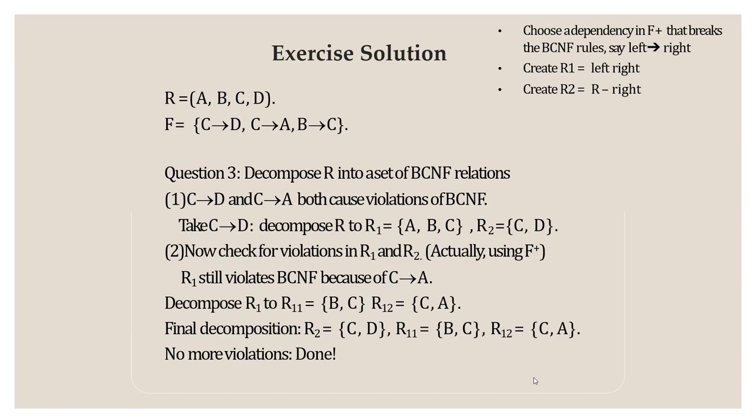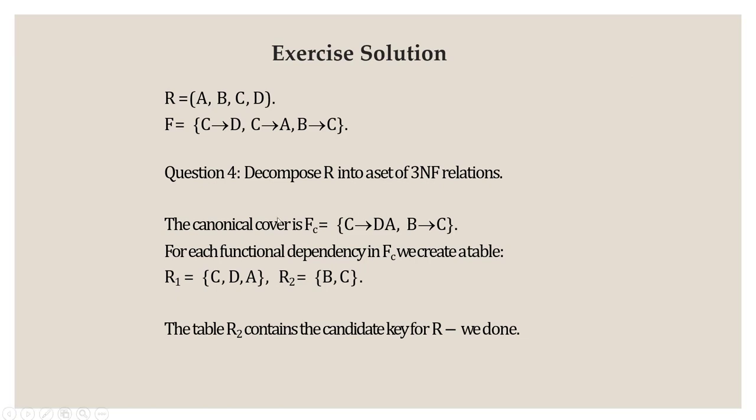So question number 4 was decompose R into a set of 3NF relations. We are able to compute the canonical cover. There was nothing redundant, and we were able to combine this into C determines DA. So this becomes one, this becomes one: C determines DA, B determines C. Is the key part of this? We know that B is a key, and B is part of R2, so we do not have to add a third one. So this is going to be our 3NF decomposition. We have this and this.